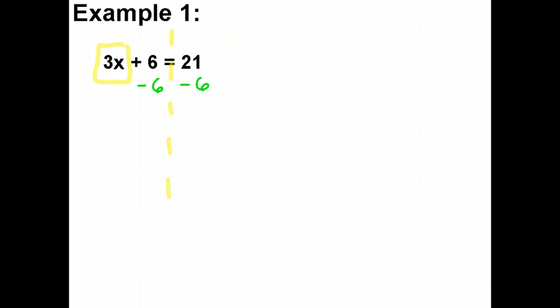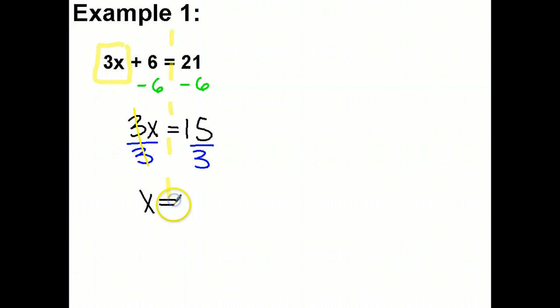Once I've subtracted that from both sides, what I'm left with on the left side is just 3x. And on the right side, 21 take away 6 leaves me with 15. Now I can see that 3 and x are multiplying, so my inverse operation this time around would be division. I'm going to divide by 3 on this side so that I'm able to cancel this out, and then I divide by 3 on this side as well, leaving me with a value of x equals 5.